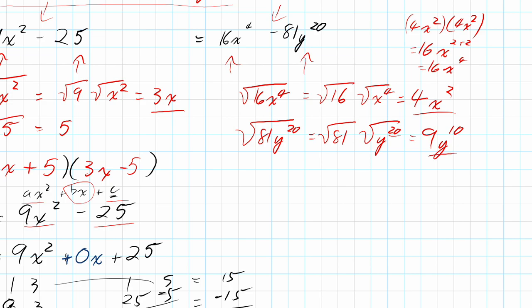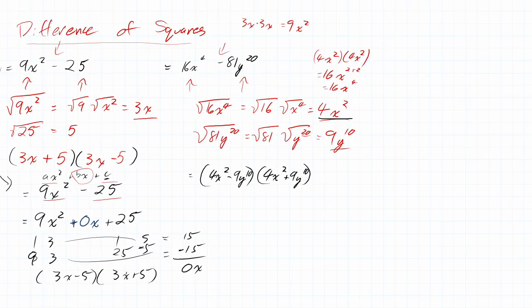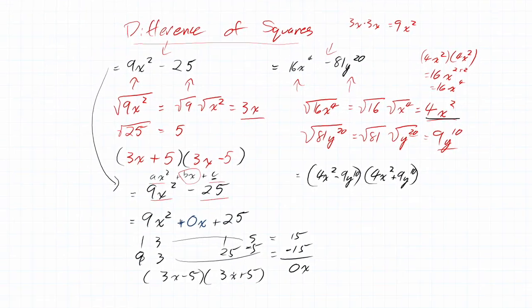Once we have these two terms, we build our two brackets. First term is 4x squared in each. Second term is 9y to the power of 10. And then we just have an addition and a subtraction. And we've now solved both questions using our difference of squares.